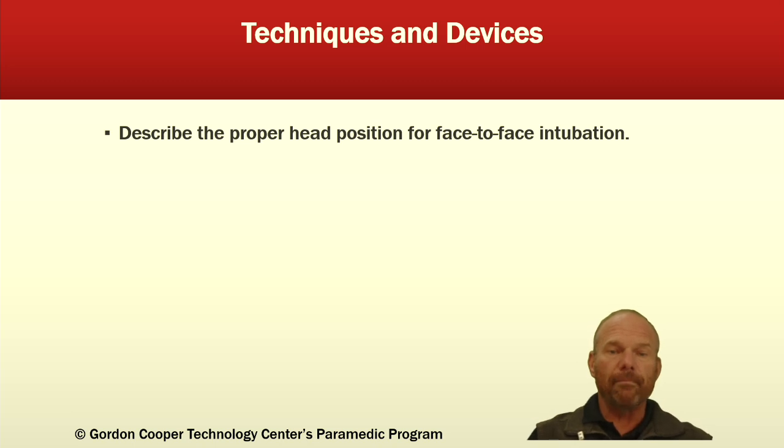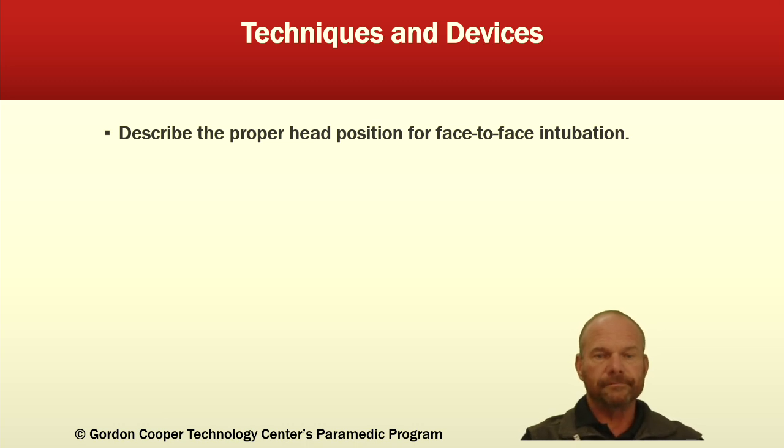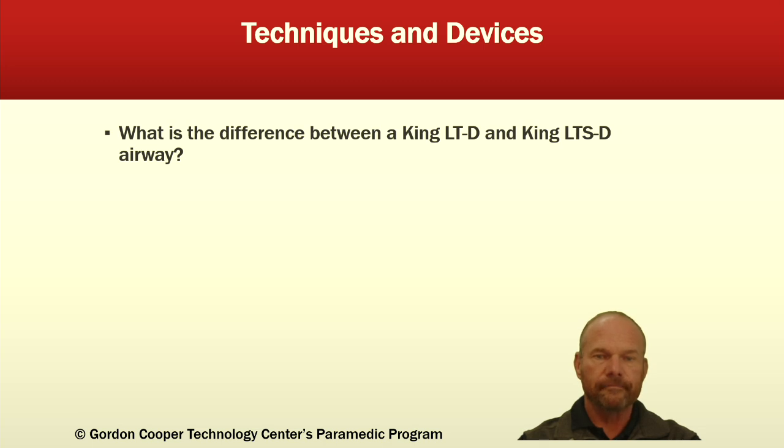So describe the proper head position for face-to-face intubation. The head is manually stabilized by a second provider, not in the sniffing position. Remember, we're talking face-to-face intubation, and then the laryngoscope is held in the right hand with the blade facing downward. In these situations, we're probably going to be thinking about trauma and those kinds of things.